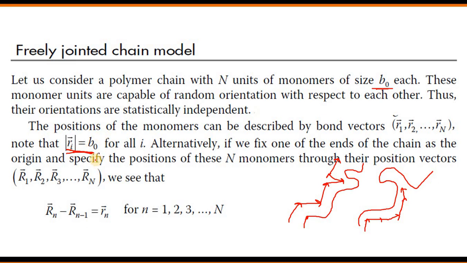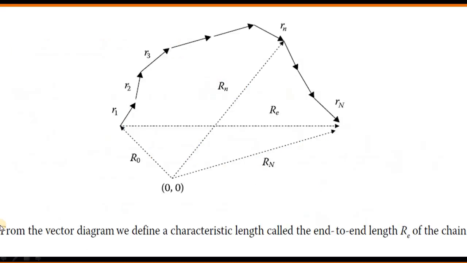We can alternatively specify the positions of all these n monomers in terms of position vectors. Let me tell you what I mean by position vectors. Let us consider that this is the chain that we are drawing, R1, R2, R3, Rn, and so on, right? We consider this as our origin, and in terms of the origin we can also figure out the position of each of the monomers.